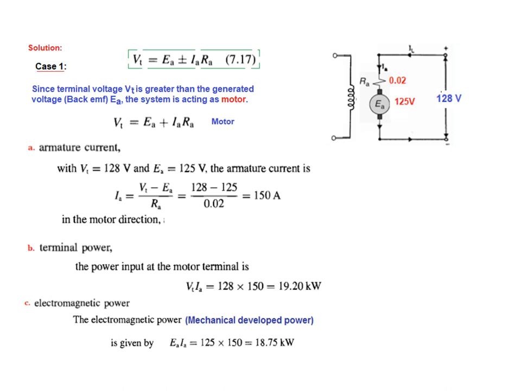Then the electromagnetic power, or the power generated by the machine, this is also called the mechanical developed power, and this is given by the back EMF voltage EA multiplied by the current. So this is 125 multiplied by 150, so 18.75 kilowatt is the mechanical power developed.